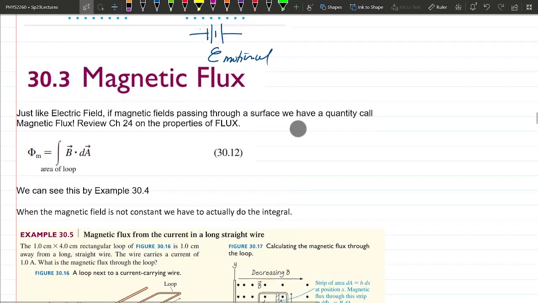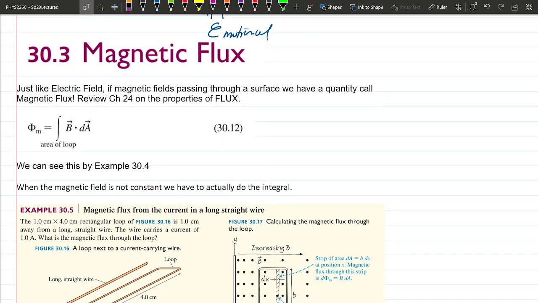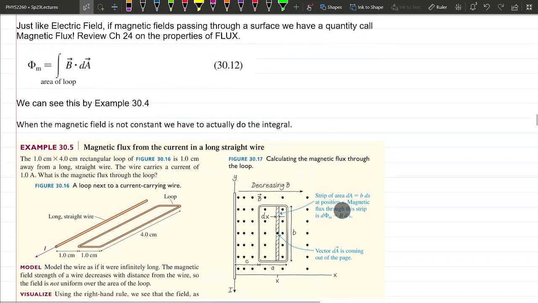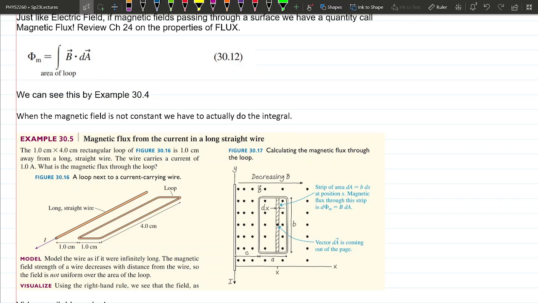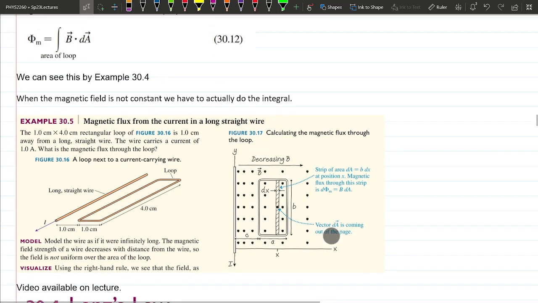Let's move on to the next section because we're kind of breezing through this pretty quickly. The next idea we have to bring up is this thing called magnetic flux, okay? Just like electric flux, magnetic flux will also tell us something about the current that is actually producing that magnetic field, or actually the magnetic field is inducing some sort of current, okay? And we're going to see this thing called Faraday's law in a second, okay?